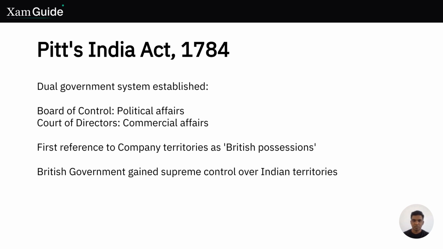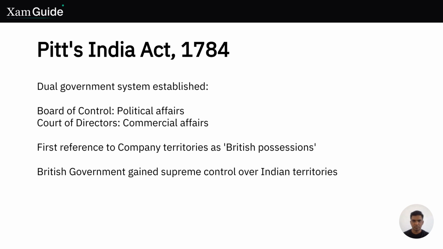The act established a dual government system that separated commercial and political functions. So there was this Board of Control that managed political affairs and supervised civil, military operations and revenues. And then the Court of Directors that oversaw commercial affairs. This was actually the first official reference to company territories as British possessions in India. Right? They were no longer being subtle about their intentions.